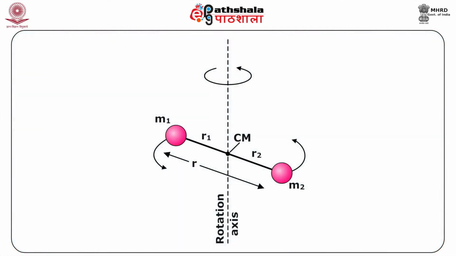First, to understand the moment of inertia tensor, consider the rotation of a diatomic molecule. Now, this is a diatomic molecule in the figure where you have two atoms of masses m1 and m2 and they are rotating about an axis passing through the center of mass. R1 and R2 are the two distances for m1 and m2 from the center of mass. R is the internuclear distance and we have the rotation axis.